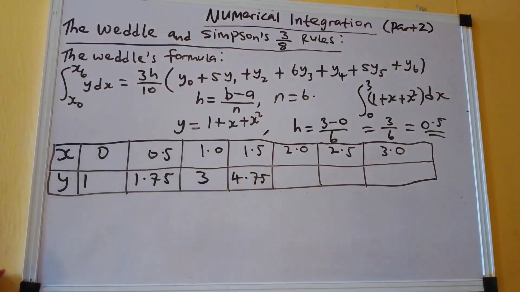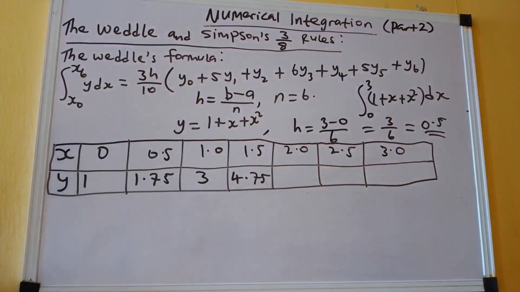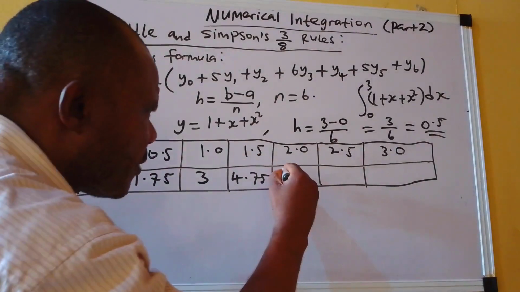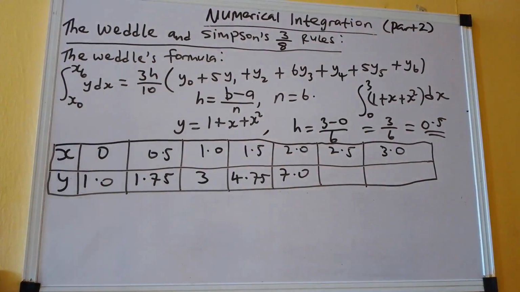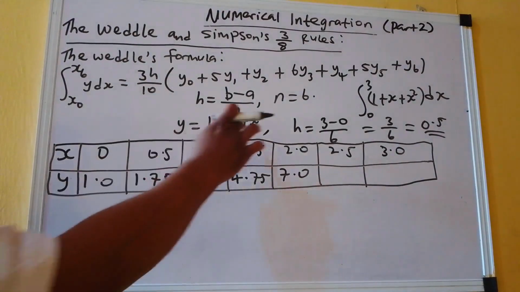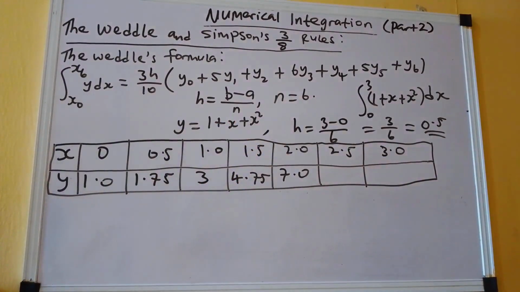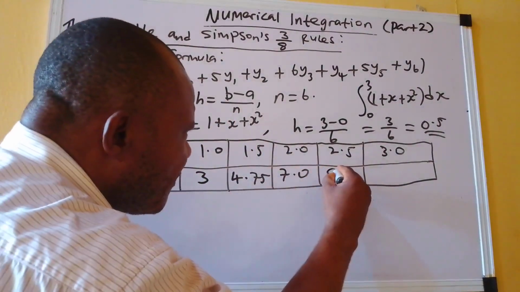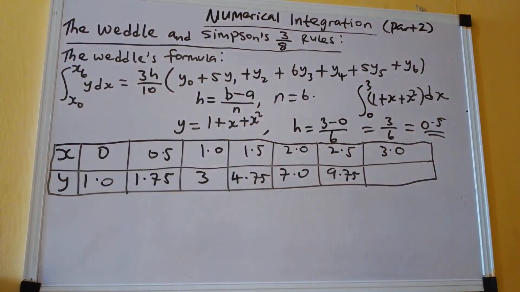When x is 2, 2 squared is 4, 4 plus 2, 6, plus 1, 7. You are going to have 7.0. Then when x is 2.5, you are going to have 2.5 squared plus 2.5 plus 1. You are going to have 9.75. Then when x is 3, 3 squared is 9, 9 plus 3 is 12, 12 plus 1 is 13.